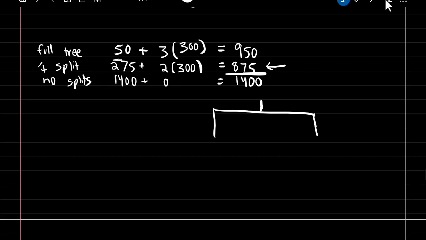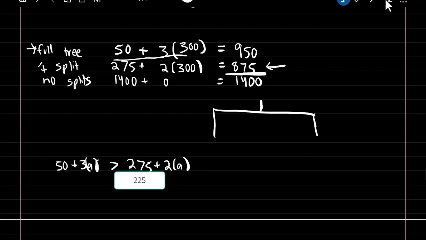So here we're going to use 50 plus 3a, which is just our equation for our full tree. And we want this to still be greater than our value of one split, or 275 plus 2a. And then if we were to solve for this, we would get 225 is greater than a. So our a value has to be greater than 225.